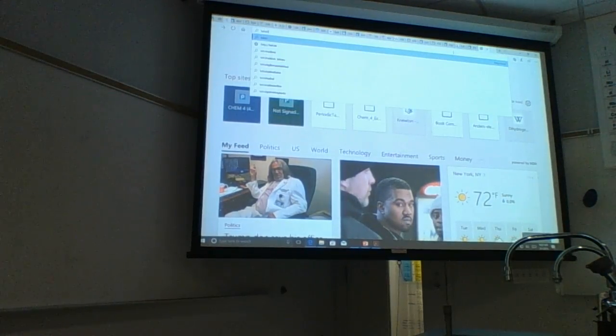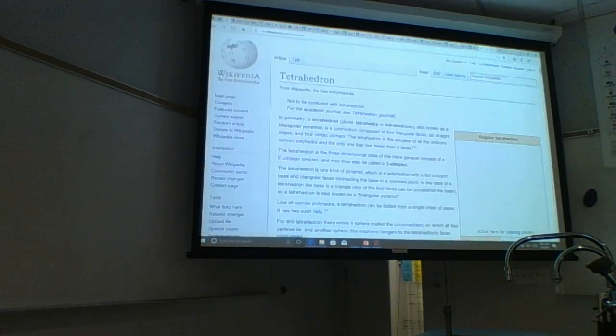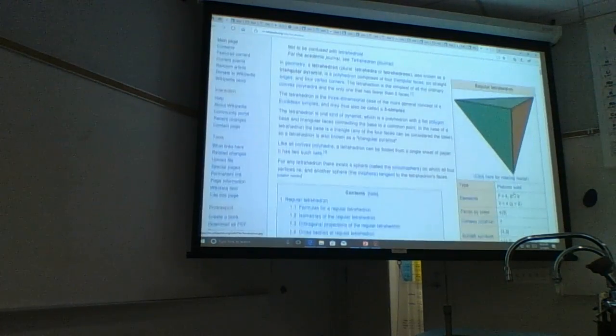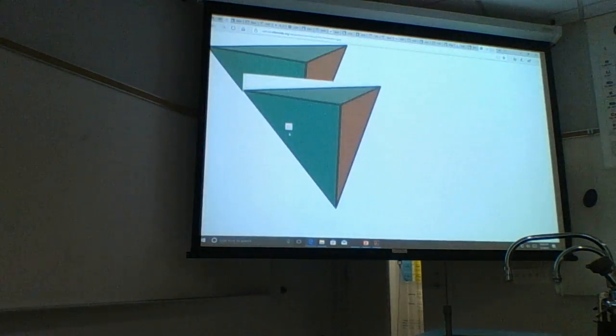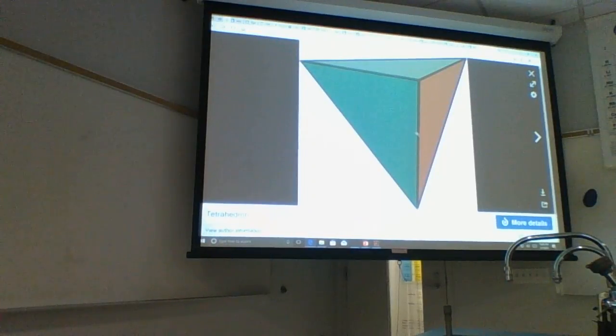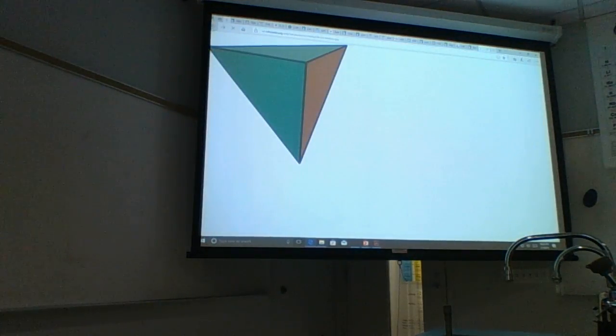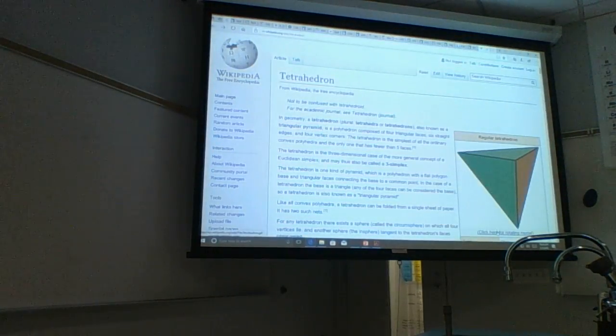Let's see if you can see the tetrahedron. It's a rotating model. Oh, I thought it was a rotating model. Maybe not. Click here for rotating all.